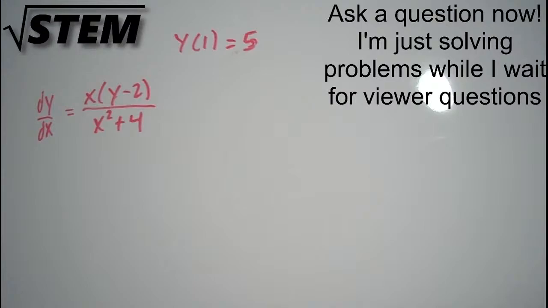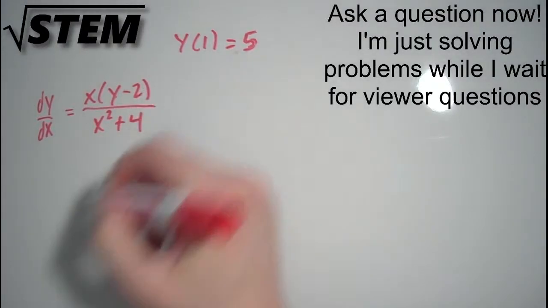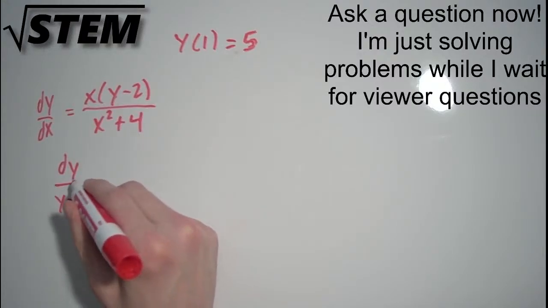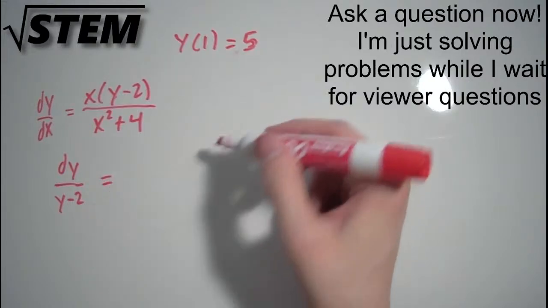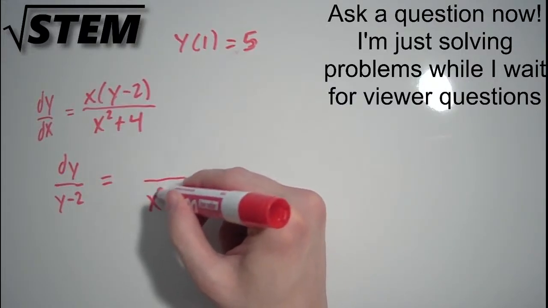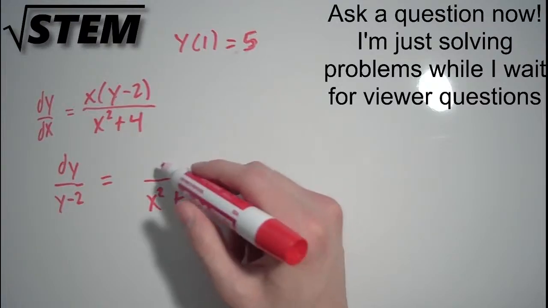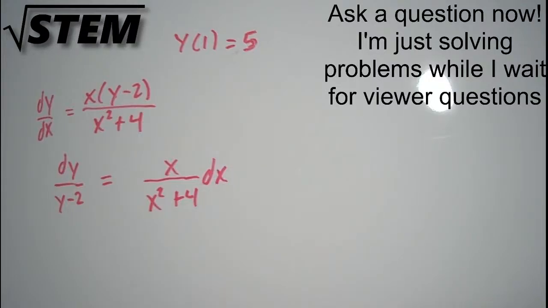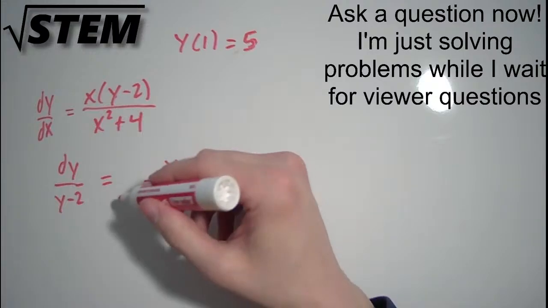Okay, so we'll do it again. Get all of these y terms on the left and bring this dx with all of the x terms on the right side, and then see what we can do with it. So we'll divide by y minus 2, get dy over y minus 2 being equal to x over x squared plus 4 dx, and then we'll integrate.